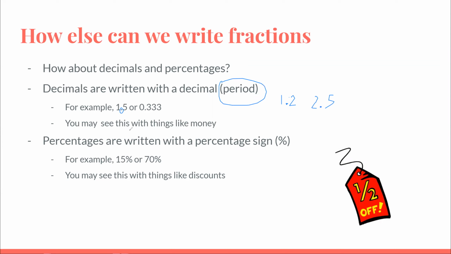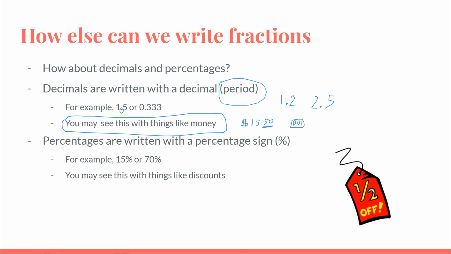And then you may see this with things like money. But money is actually special because, at least in dollars, you only go 2 decimal places out. So $15.50, you can only go out 2 places because the lowest currency that we have is 1 cent. So you could have 0.01, which is just 1 cent. So it's special with money.